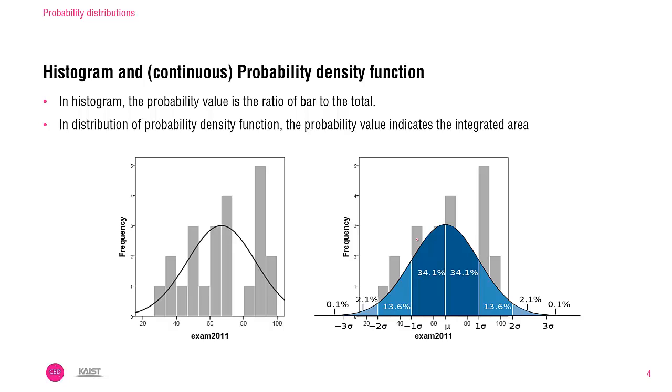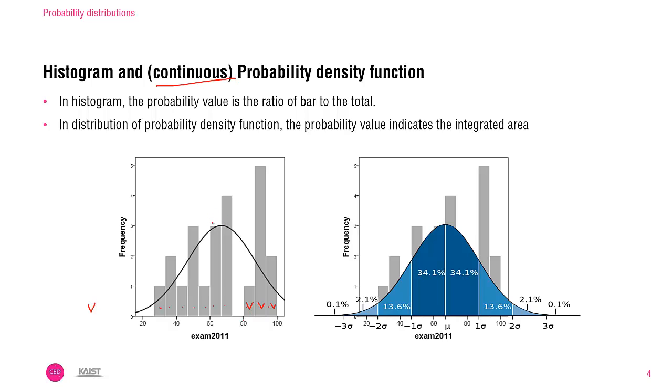Let's compare the histogram and the probability density function, which is continuous. In a histogram, the probability value is the ratio of a bar or bars to the total size. Therefore, the probability of having a higher score than 80 is actually the summation of these 3 bars, the ratio of the summation of these 3 bars to the entire size of all these gray bars, including these 3. That's actually the ratio, right? If we only look at the histogram data.